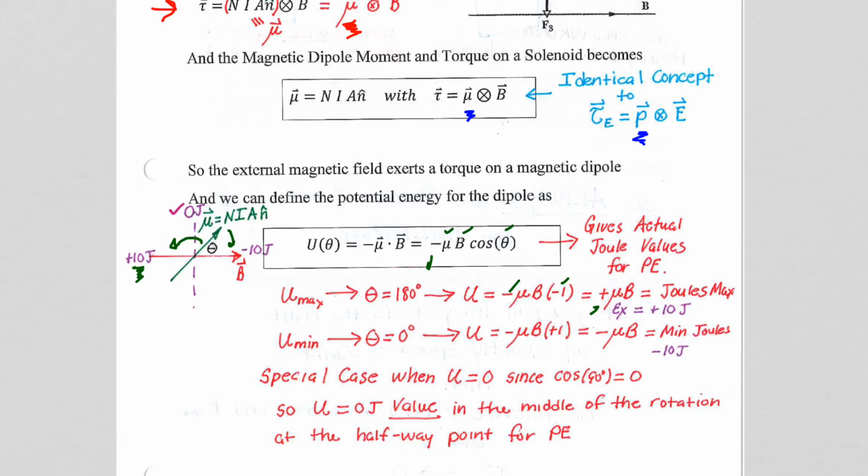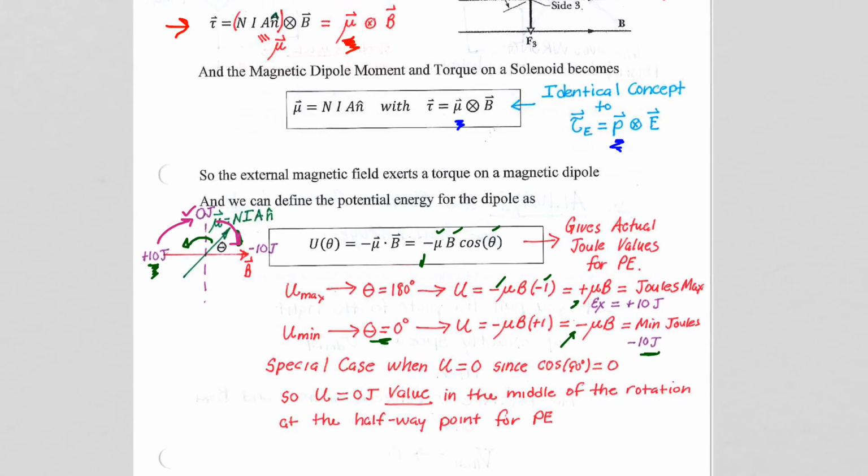At 0 degrees, cosine of 0 is positive 1, so we don't get 0 joules, but we get our most negative joule value, negative 10, which means our total energy available to us is 20 joules. We would start at 10 joules, drop down to 0 joules as it rotates, and then drop another 10 joules as we go to negative 10 joules.